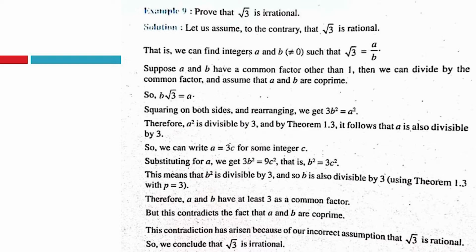Example, prove that root 3 is irrational. Solution. Let us assume to the contrary that root 3 is rational. That is, we can find integers a and b, b not equal to 0, such that root 3 equals a by b.